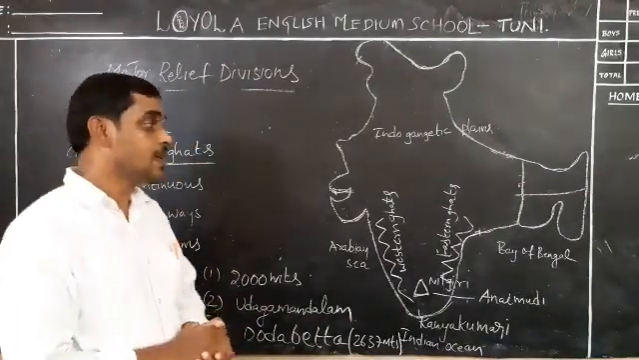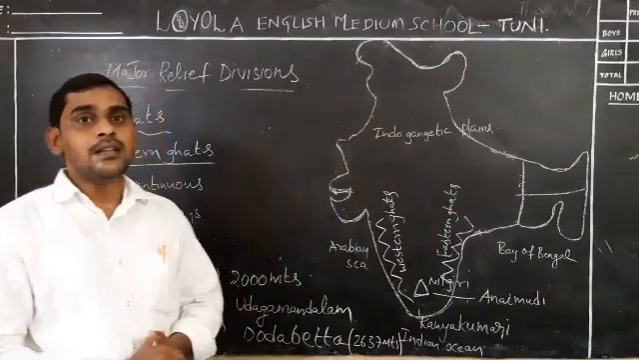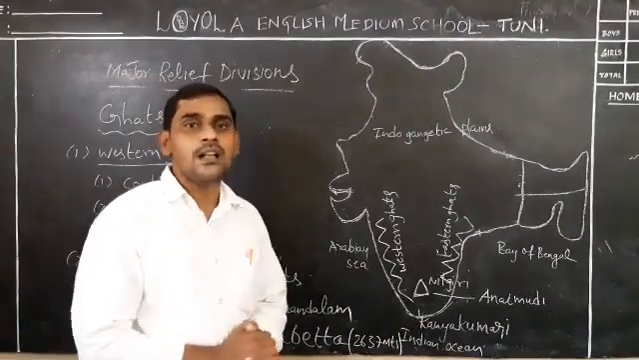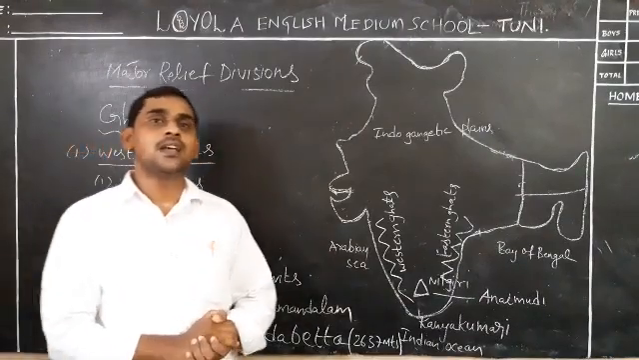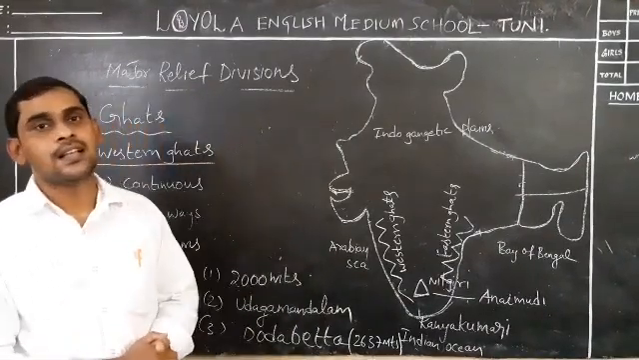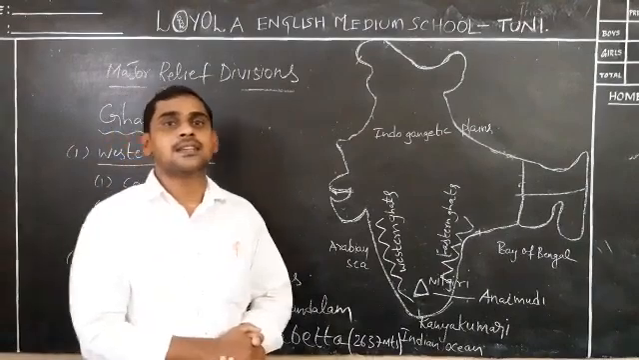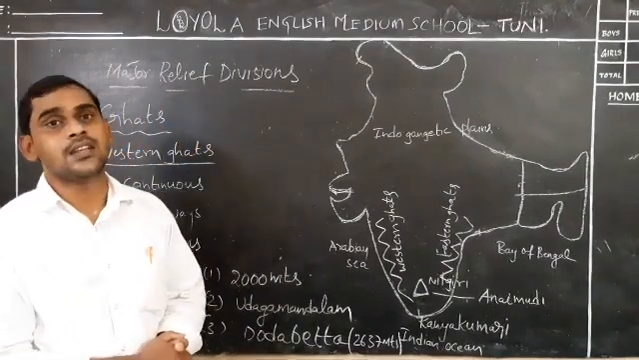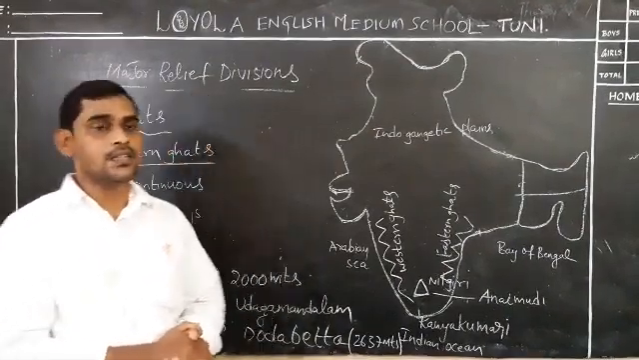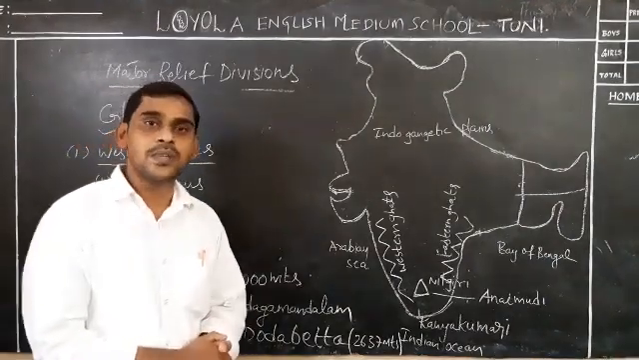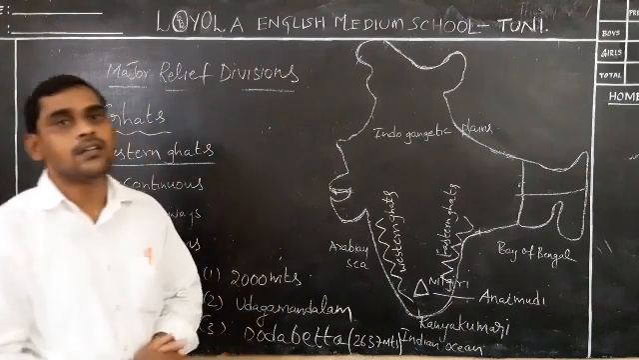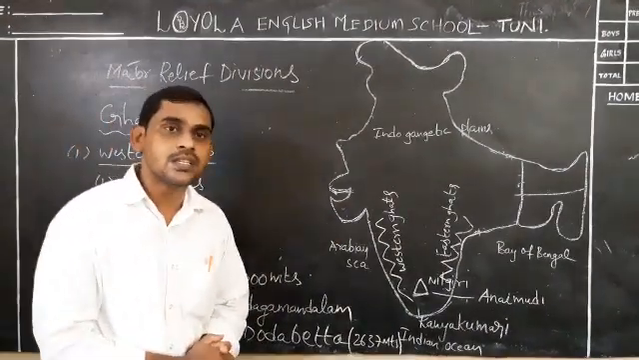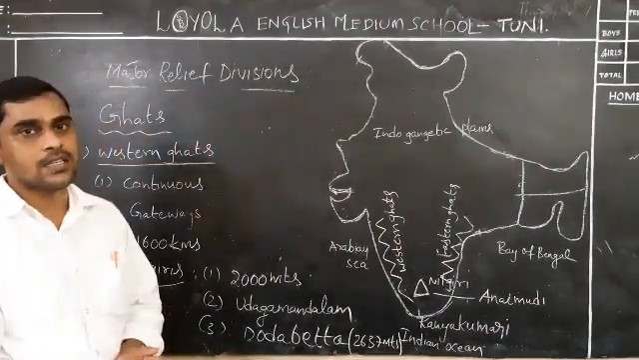At the same time, in the Eastern Ghats, there are also some famous hills located. What are they? Velikondas, Palakondas, Nallamallas, and Seshachalam hills. So these are the famous hills. These four hills are located in which Ghats? Eastern Ghats. Do you understand this?